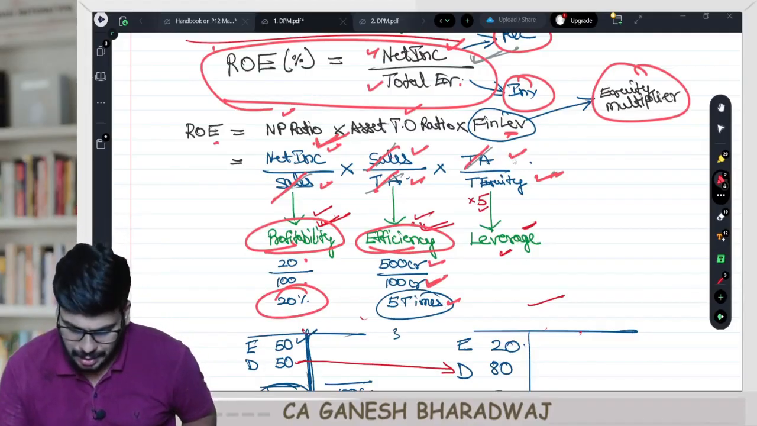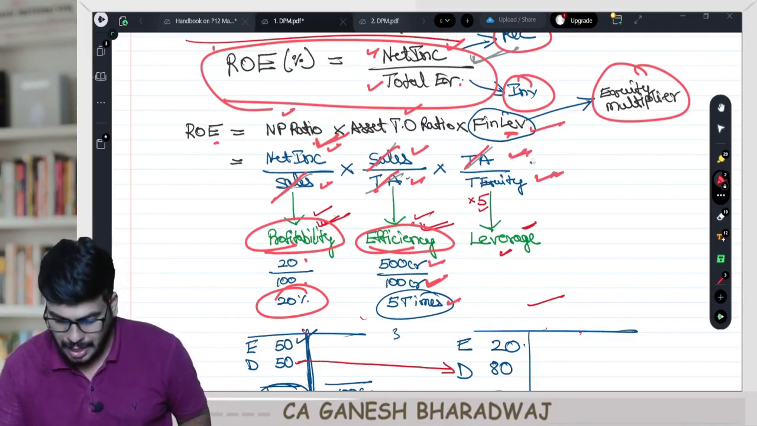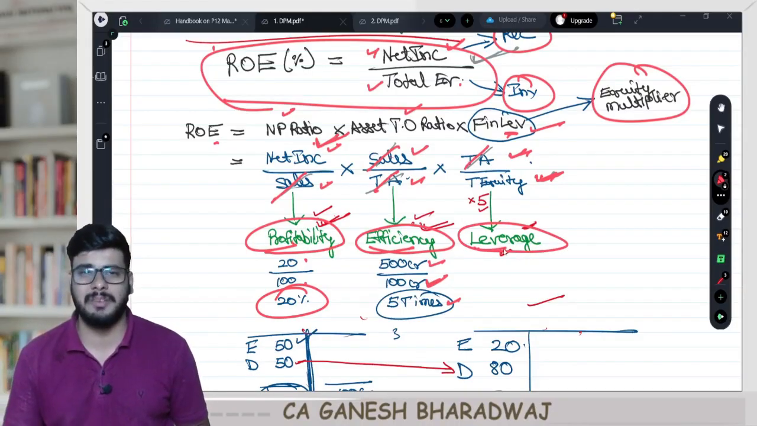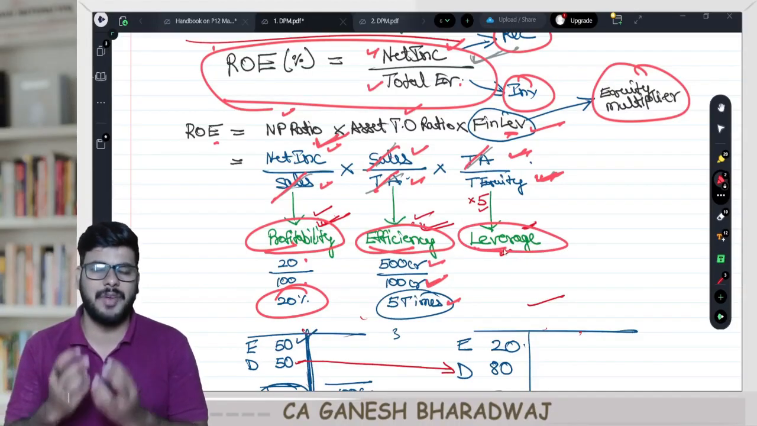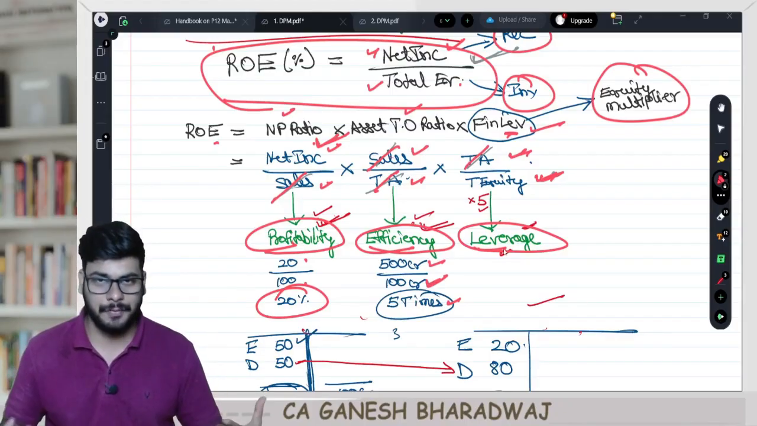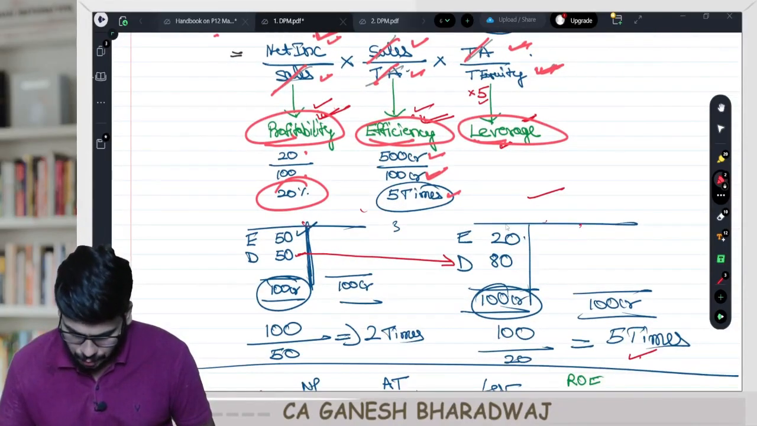Now, this third segment called financial leverage, right? What is it? The total assets divided by equity, right? This shows the leverage effect. What do you mean by leverage effect? Again, a very technical aspect in financial management, which we generally discuss in our financial management lectures. But anyway, here for the limited purpose, let me again give you an example.